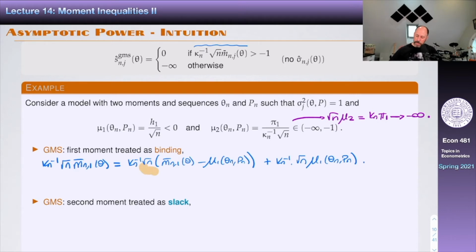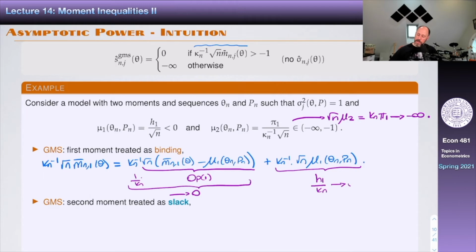Remember, square root n bar mu1 is big OP1, and we're dividing here by kappa n. So this entire thing goes to 0, because big OP1 divided by kappa n goes to 0. And this other term is just H1 divided by kappa n, which also goes to 0. So you see that this is going to 0, so at some point it's going to be above -1. And GMS is going to treat this moment as binding, meaning it's just going to use 0 as the upper bound.